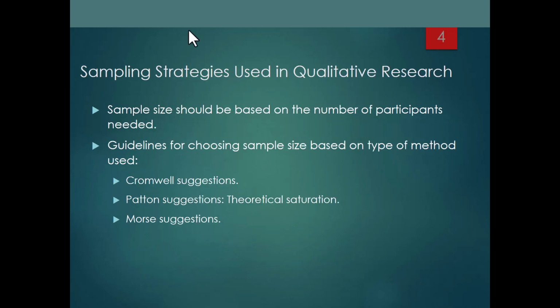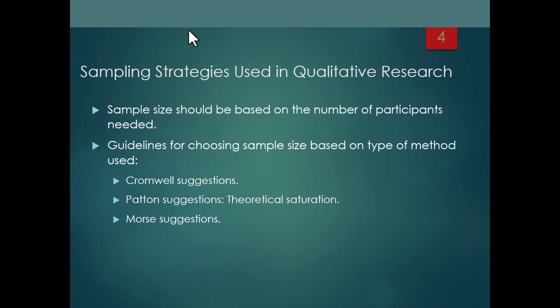Sample size should be based on the number of participants needed. There are some guidelines for choosing your sample size based on the type of method that you're also using, depending on whether you use Creswell's suggestions, Patton's suggestions, or Morse's suggestions. So Creswell suggests 3 to 5 for a case study, up to 10 for phenomenological research, and between 20 and 30 for grounded theory research.